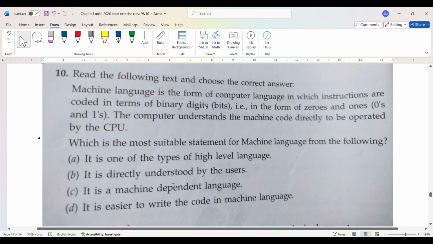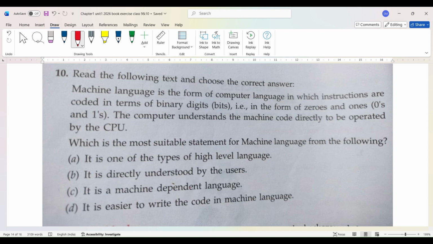Now question number 10. Which is the most suitable statement for machine language from the following? It is one of the types of high-level language. It is directly understood by the users. It is a machine-dependent language. It is easier to write the code in machine language. The correct answer is it is a machine-dependent language.